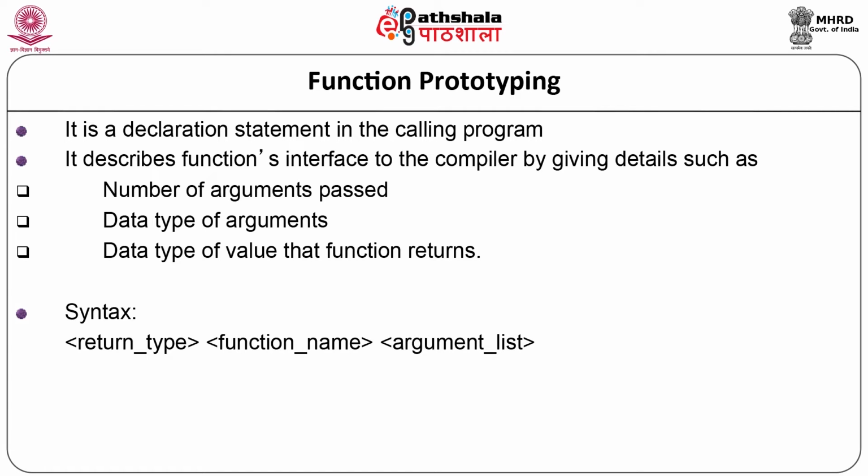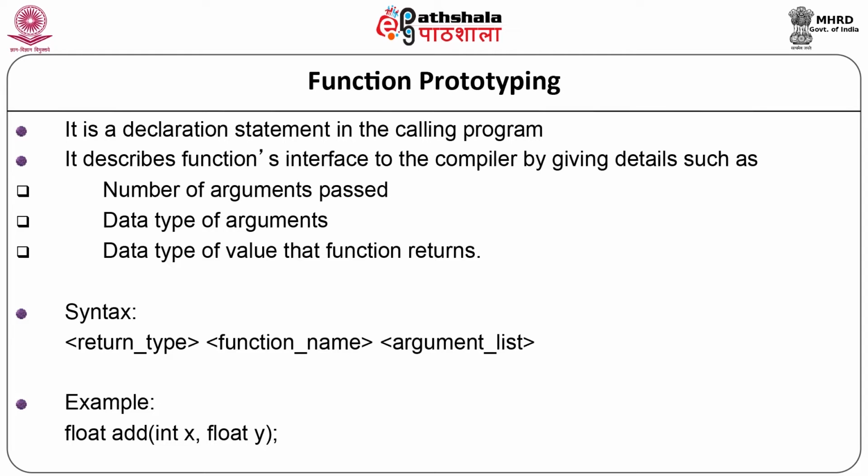An example of function prototyping is as follows: float add(int x, float y). The above statement tells the compiler that add is a function which takes two parameters, the first one being an integer value and the second one being a float value, and the function add returns a value of floating point type to the calling function. The above example can also be written as float add(int, float).